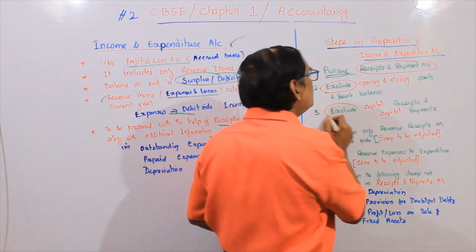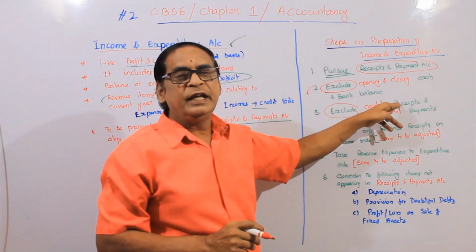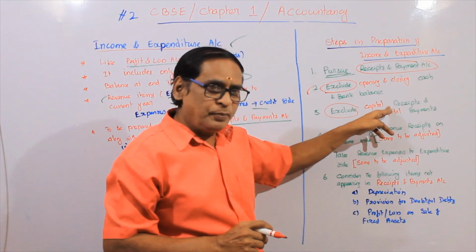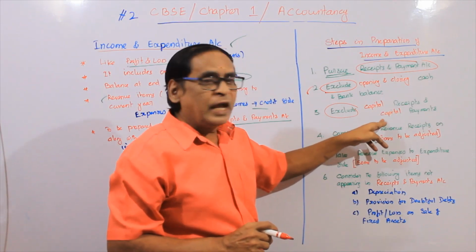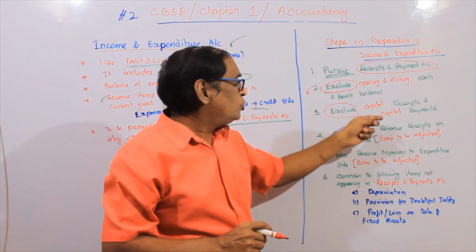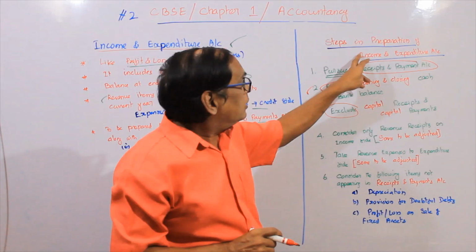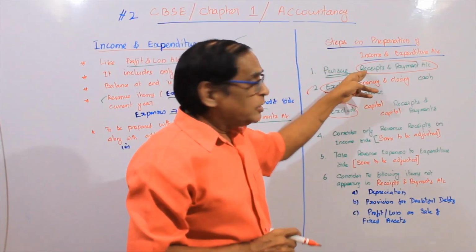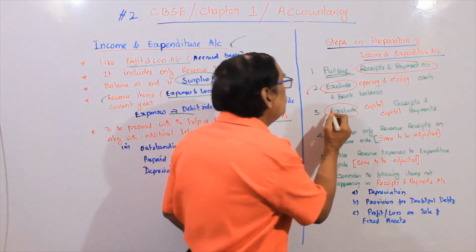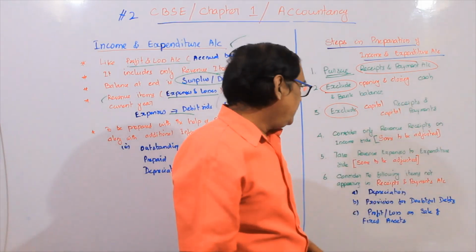Here, what do capital receipts mean? Any loan obtained, any subsidy, any government grants, like that. These should appear as a liability. But capital payments mean the purchase of machinery, land, building, like that. So these are the transactions in the receipts and payments account. You should exclude these two items, capital receipts and capital payments.